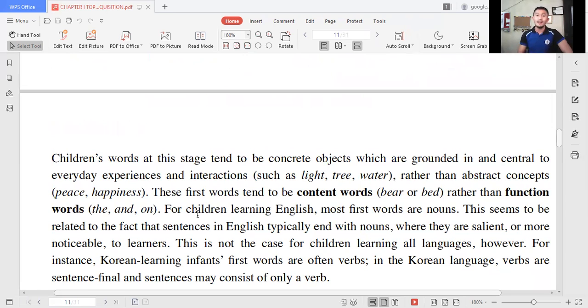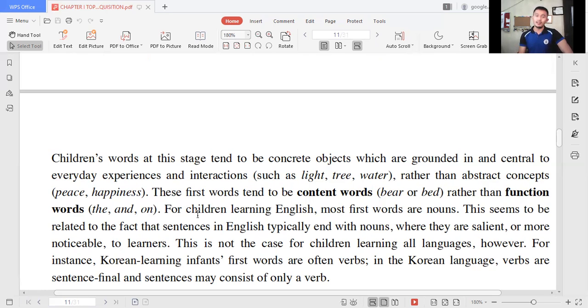We're talking about again the language acquisition. They prefer more understandable examples like light, tree, water, rather than abstract concepts like peace, happiness, and so on, because these are not yet understood at their age. Okay? These first words tend to be content words, like bear or bed, rather than function words like the, and, on. Okay, I hope you're getting my point.